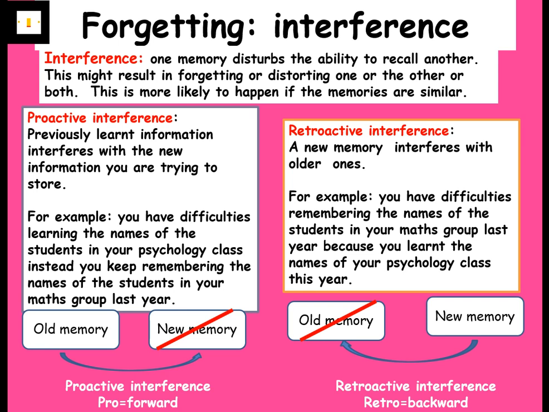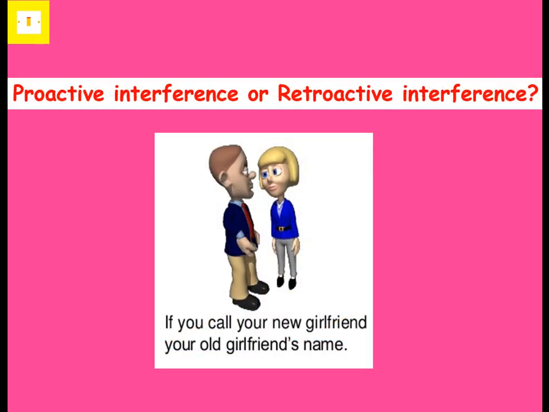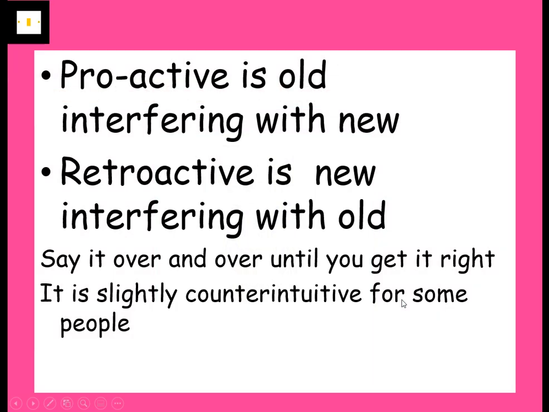But these are things that you've probably experienced a lot, you've just probably never realised that this is what they're called. So, think about this. If you call your new girlfriend your old girlfriend's name, which type of interference is this? Proactive or retroactive? Proactive is old interfering with new. Retroactive is new interfering with old. Try to say it until you get it right.